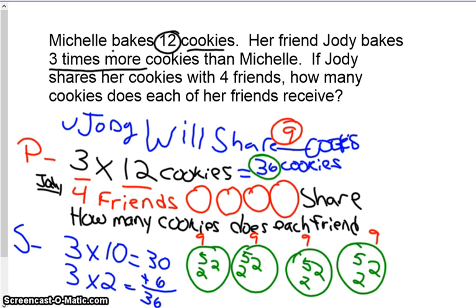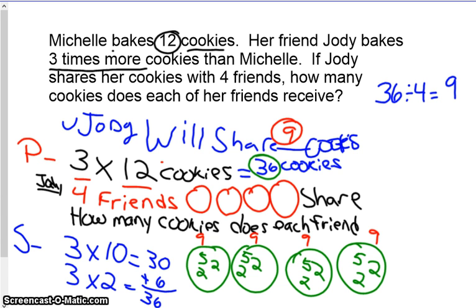If I relate this to multiplication, what would be my division sentence on this one? We got this as my multiplication sentence. What would be my division number sentence? Trinity, what's my total? 36. Okay, divided by 4 equals 9. Does anybody disagree with that?